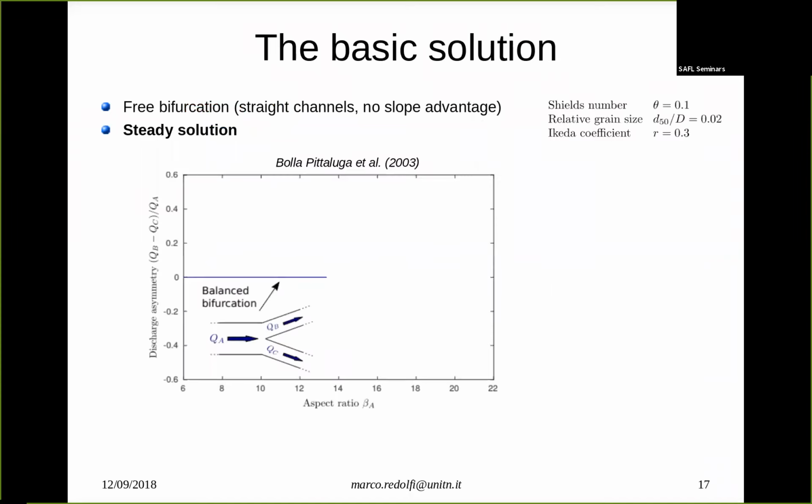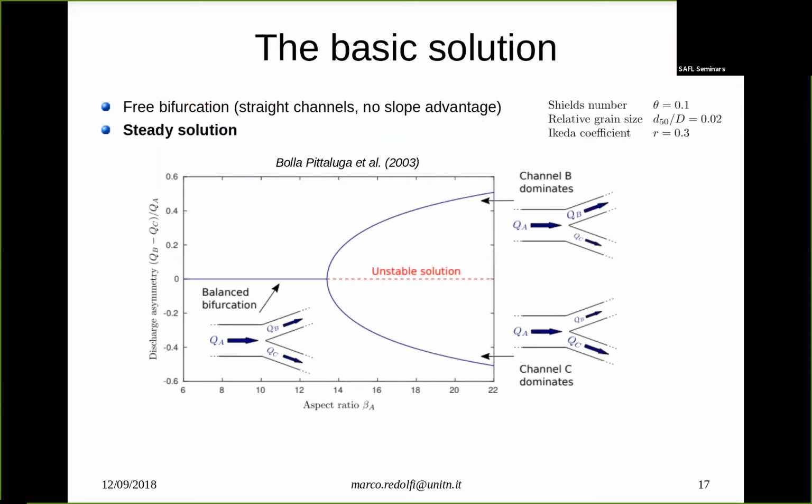First, we consider the basic solution, which is, with reference again, to a symmetric free bifurcation. Well, for this case, we have for small values of beta a balanced solution, but as soon as beta becomes large, this solution becomes unstable, and the system tends to evolve towards one state or the other, where one of the two channels tends to dominate. This is in qualitative agreement with what we have seen before regarding the effect of the resonant threshold.